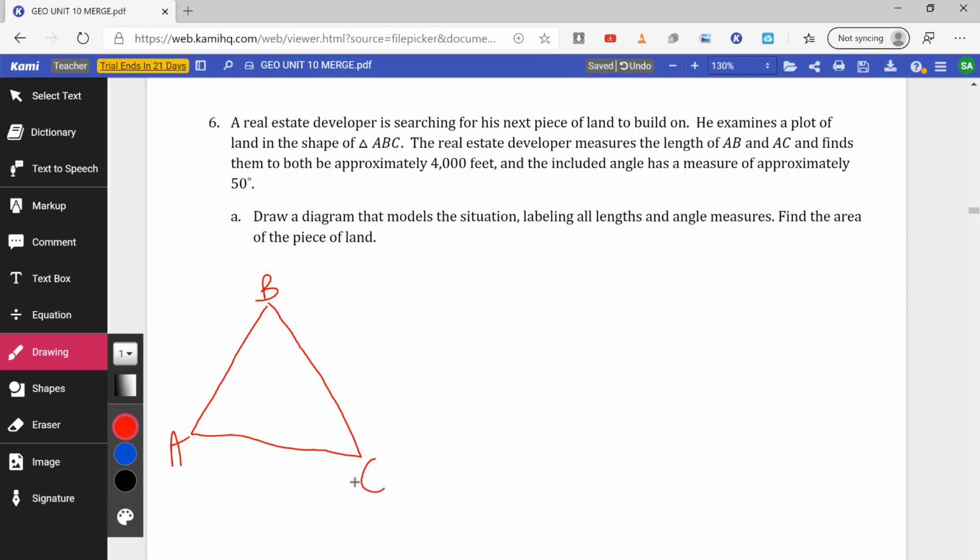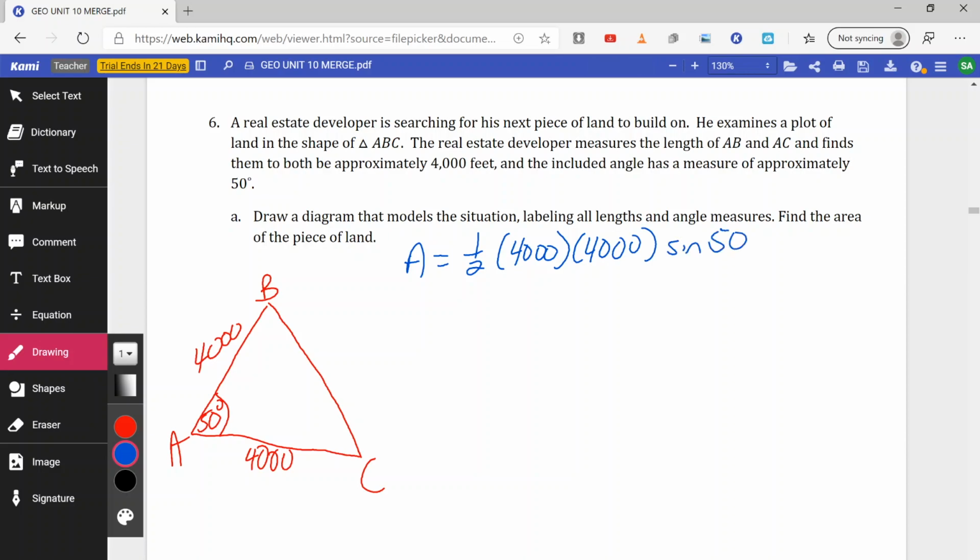And A to B and A to C are both about 4,000 feet. So 4,000 and 4,000. And the included angle, so the angle between the two sides, is about 50 degrees. So there is our diagram. What we need to do now is find the area. And again, as long as I know two sides and the included angle, I can use the formula using sine. So area is going to be 1/2 our two sides, 4,000 times 4,000, and then we have to multiply it times the sine of our angle, 50.